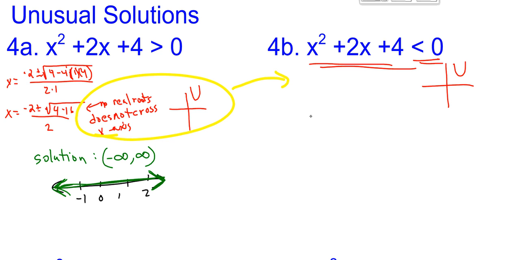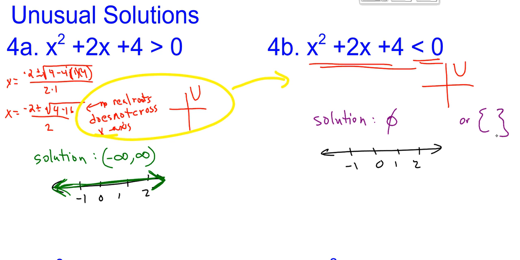So here our solution is the empty set. And when we look at that number line, it's just going to be a blank number line. -1, 0, 1, 2. So that's our solution. That empty set we could give, or we could put the empty set with braces with nothing in it, and that would work as well. So those are some of our unusual solutions.